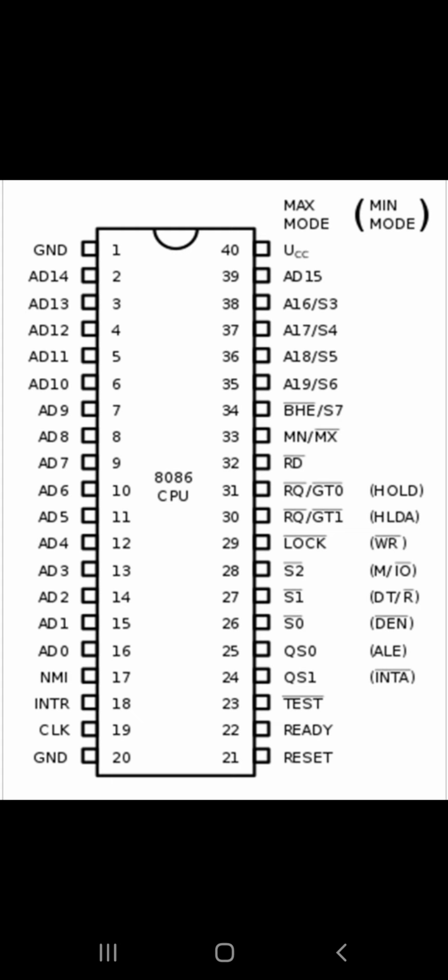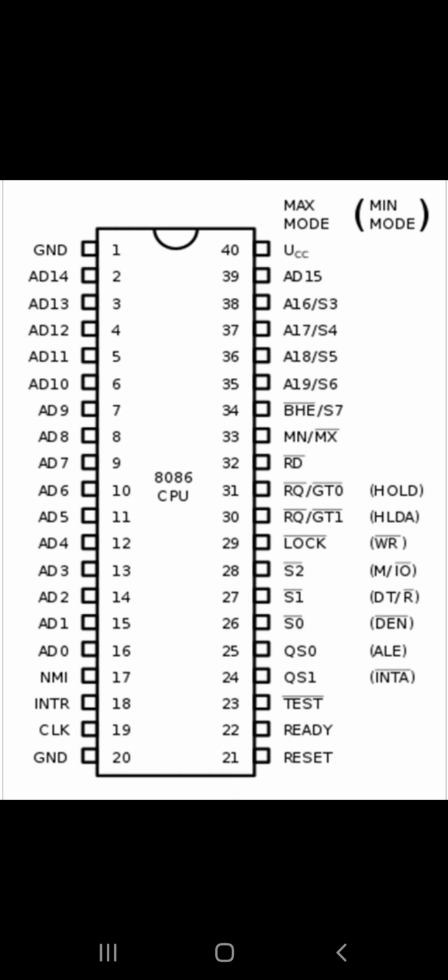If BHE is 1, means BHE is off, right? And S7 is 0, that means bus high enable is off, that means right now the lower byte will be accessed, okay? And if BHE is off, means 1, and S7 is also 1, that means right now it is in the idle state. So BHE tells what type of data the processor is accessing, whether it is accessing the upper byte of the data, or the lower byte of the data, or the complete 16 bits, right? So this is the meaning of the BHE pin.